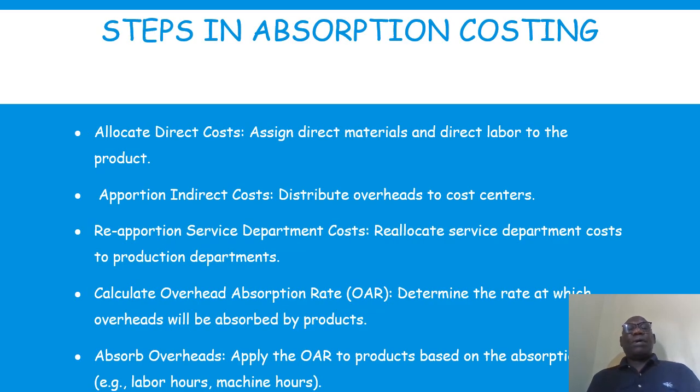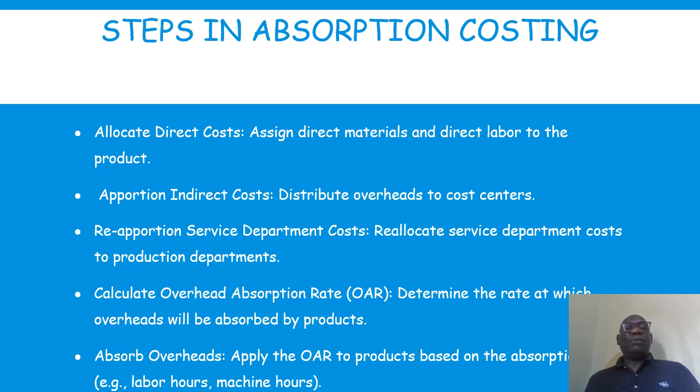Okay, at this particular moment, we are going to look at the steps which we can follow in absorption costing. Under absorption costing, the following are the steps which we can adhere to. The first step relates to the requirement for us to allocate direct costs. What do we mean by saying that we allocate direct costs? This simply means that we assign direct materials and direct labor to the product.